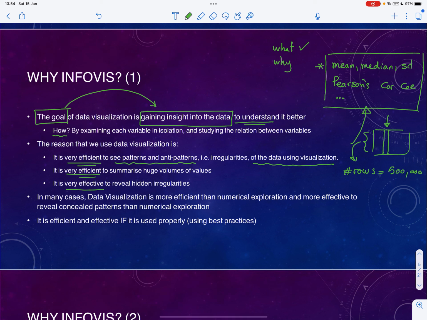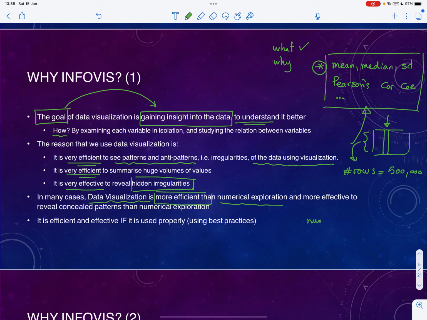And this is the third reason. It is very effective to reveal hidden irregularities. So some of the irregularities, some of the patterns are hidden. They don't reveal themselves very easily unless you use information visualization or more sophisticated numerical tools. In many cases, data visualization is more efficient than numerical exploration. Okay? So more efficient and more effective to reveal concealed patterns than numerical exploration.